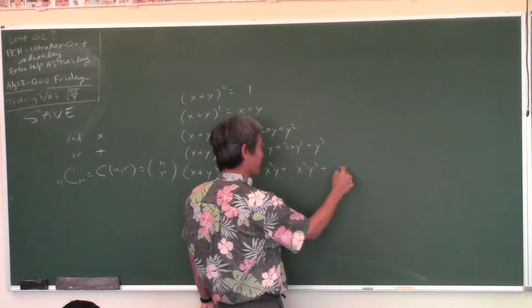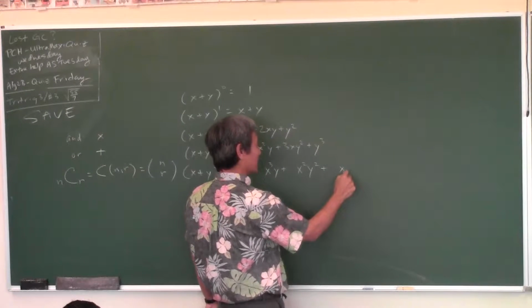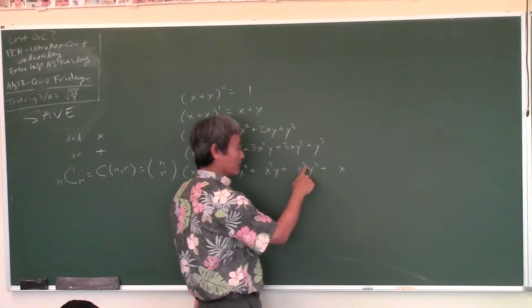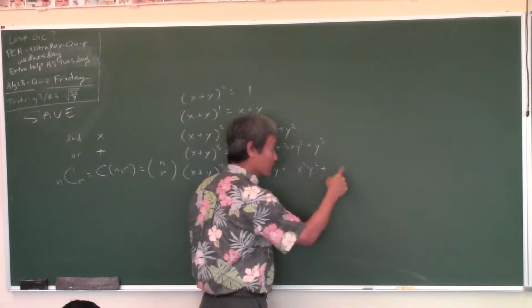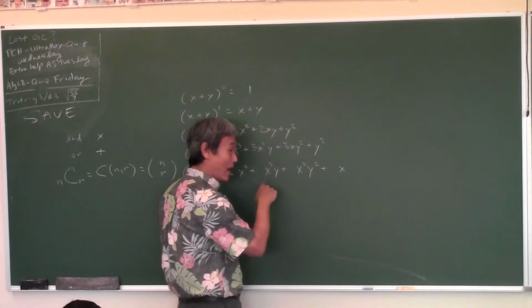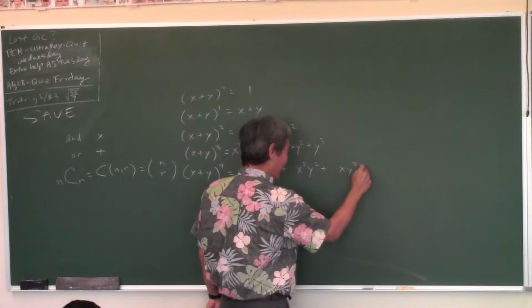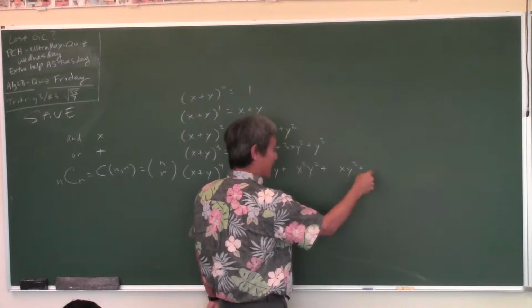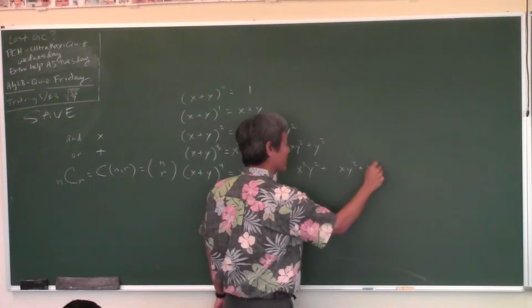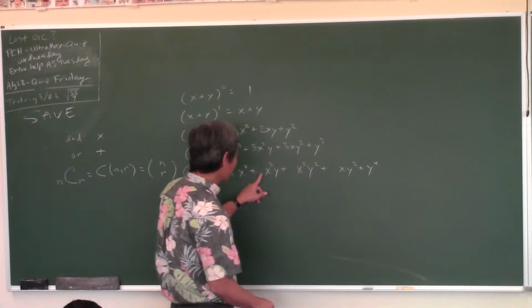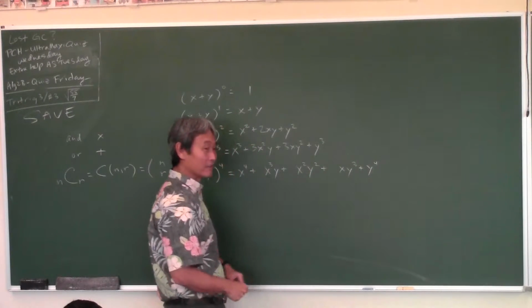Something times x to the, no, the powers of x are going down by 1. What's after 2? 3, 2, 1. And the powers of y are going up by 1. Y cubed. And finally, plus something times x to the 0, which is 1, y to the 4th. Now, all we have to do is figure out what these numbers are that are over there.